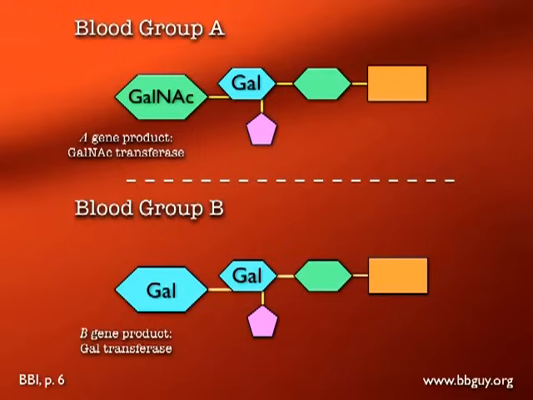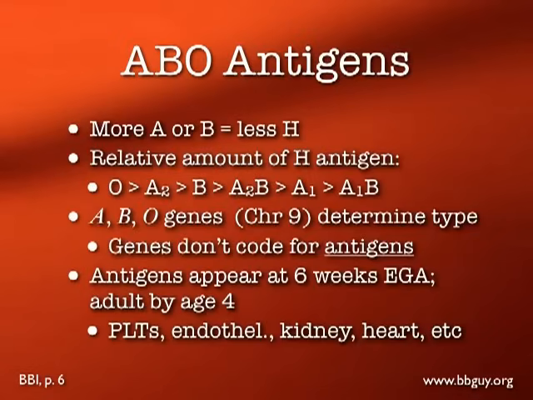Now, I'm showing this on a type 2 chain, but the truth is it happens the same way for a type 1 chain or a type 2 chain. So you can make group A or B antigens in secretions with type 1 chains or on the surface of red cells with type 2 chains.